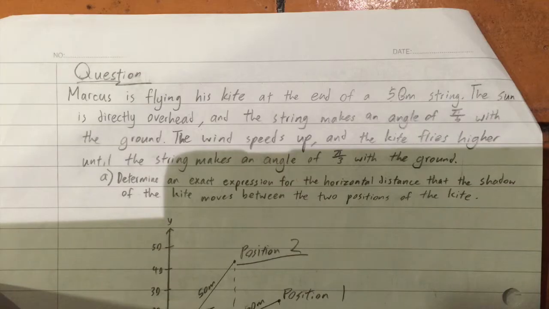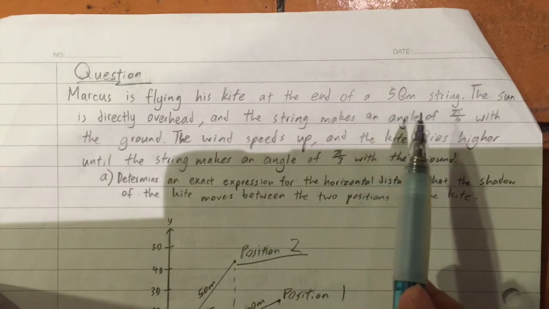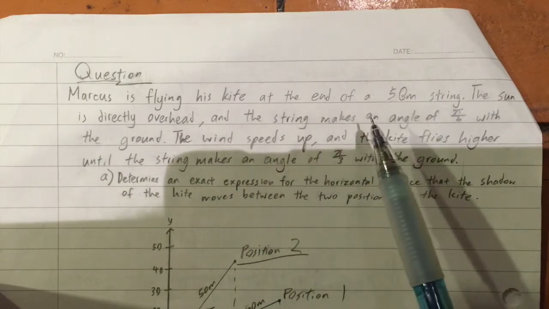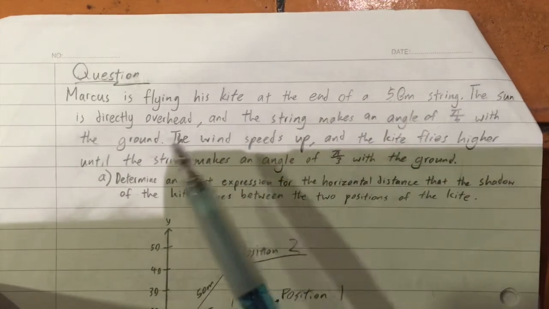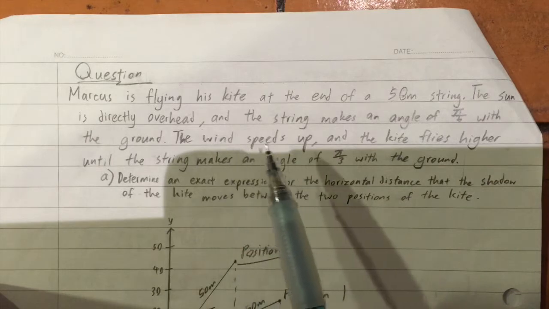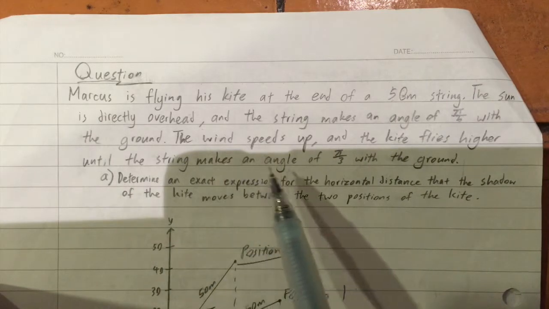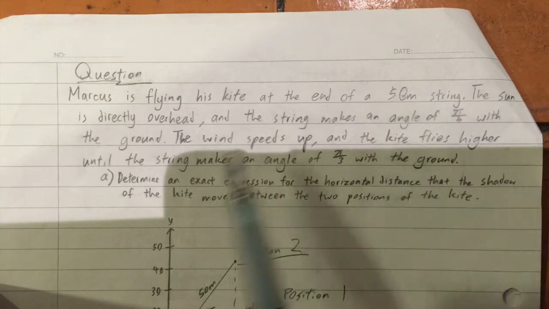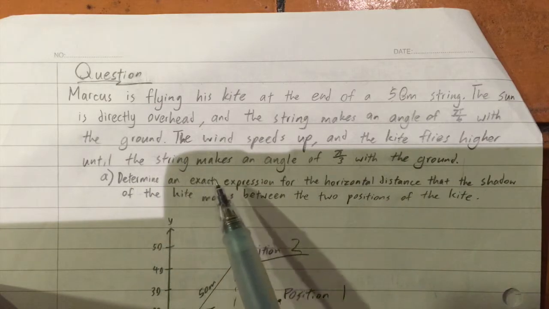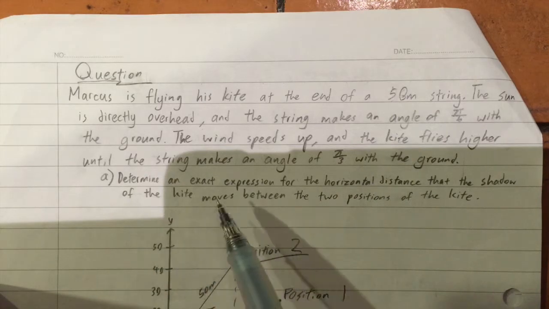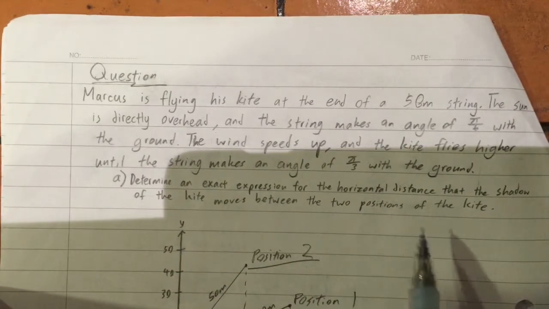Let's do a question, shall we? In this question, Marcus is flying his kite at the end of a 50-meter string. The sun is directly overhead, and the string makes an angle of pi over 6 with the ground. The wind speeds up, and the kite flies higher until the string makes an angle of pi over 3 with the ground. Determine an exact expression for the horizontal distance that the shadow of the kite moves between the two positions of the kite.